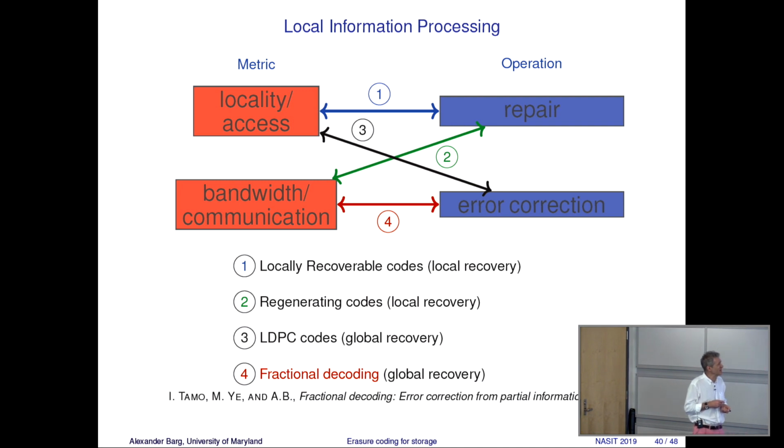So let's think of local information processing. So there is repair degree or access, and then there is repair bandwidth. The operation itself may be erasure correction, maybe error correction. So erasure correction under low repair degree is LRC codes. Erasure correction under optimizing the bandwidth is regenerating codes. Error correction under low access is nothing but the famous LDPC codes, right? So LDPC codes fit this picture very much.